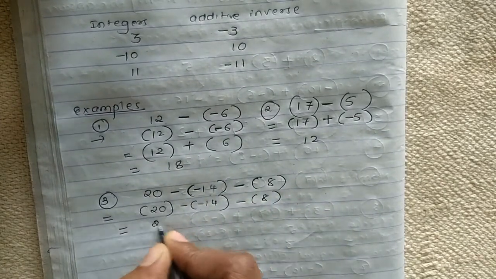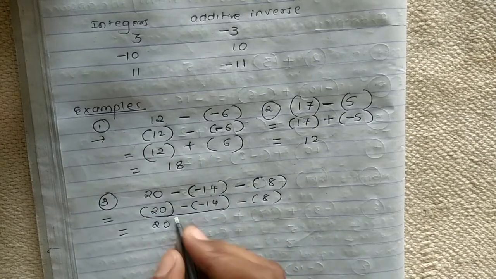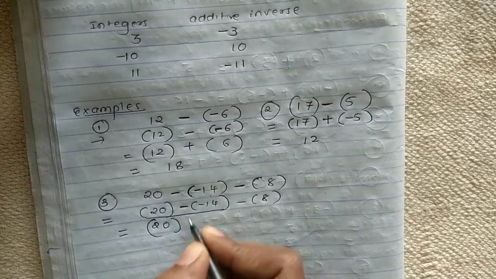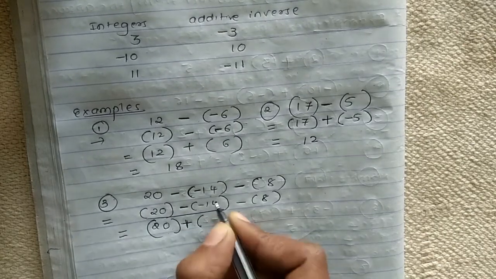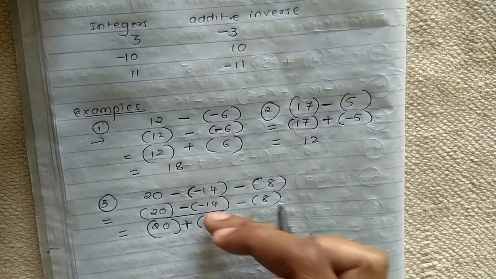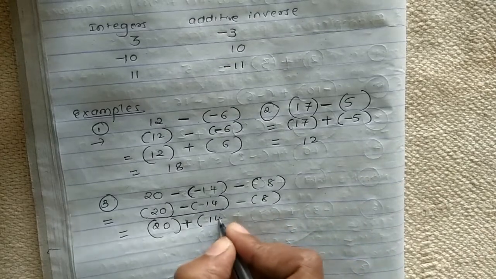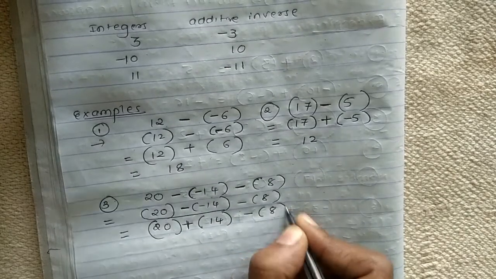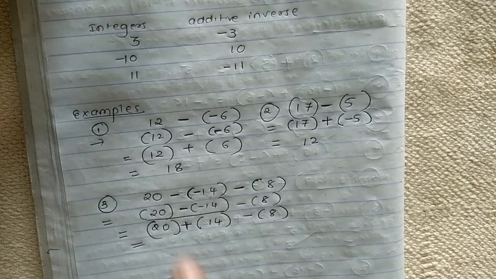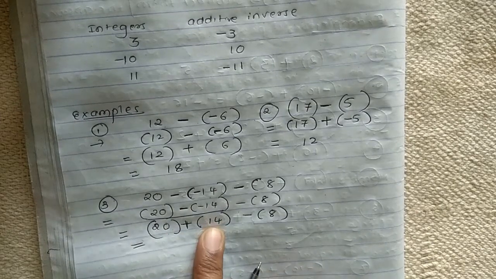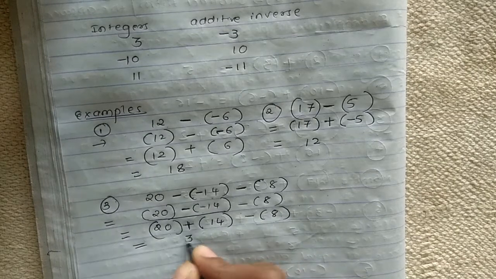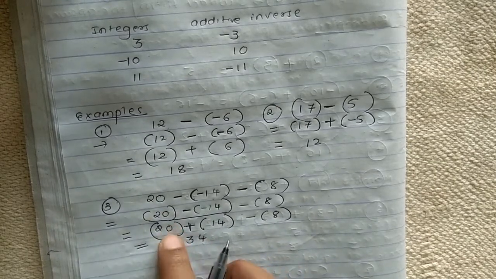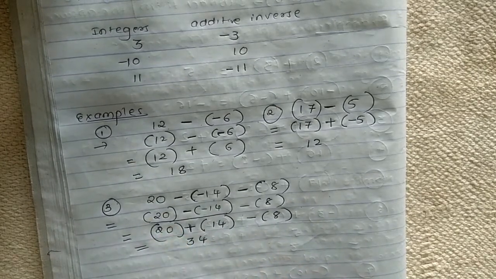Keep the first integer as it is. I'm marking this, and subtraction is there, so we convert the subtraction into addition. Add the additive inverse of minus 14. The additive inverse of minus 14 is plus 14. Minus 8 I'll keep as it is. Now operate on these two. Both are having the same sign. Both are positive, so we will add them. 20 plus 14 is 34, and give the sign of the greater number, that is 20. Plus sign, no need to write the plus sign.